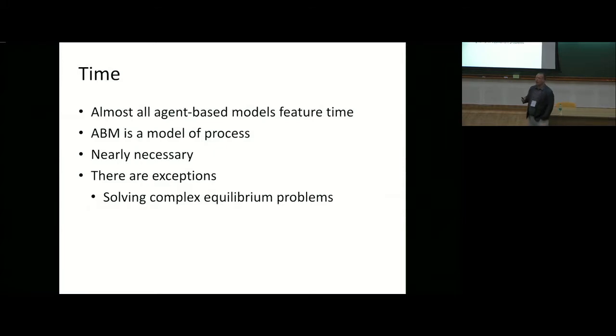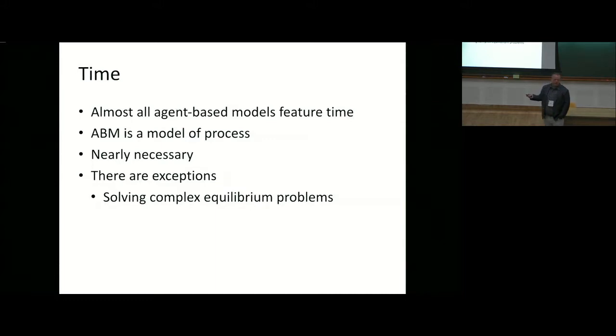Time. Almost all agent-based models are time-based. Agent-based modeling is a model of process. It's a model of how something changes. It's not a model of pattern. It produces patterns, right? But it does not tell you what those patterns are or describe those patterns in any particular way. It's almost always a necessary example.